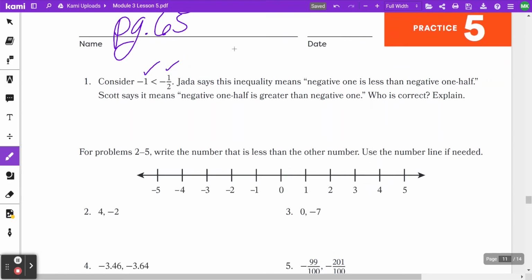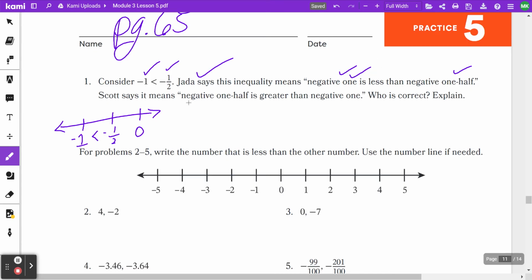We have these two values here. Jada says this inequality means -1 is less than -1/2. Well, let's see what's up. Again, number line city. Two negatives, so I'm going to put my 0 over here. And I'm going to hit that -1/2 before I hit that -1 cruising to the left. So this one is going to be greater than that one. So Jada's right. -1 is less than -1/2.